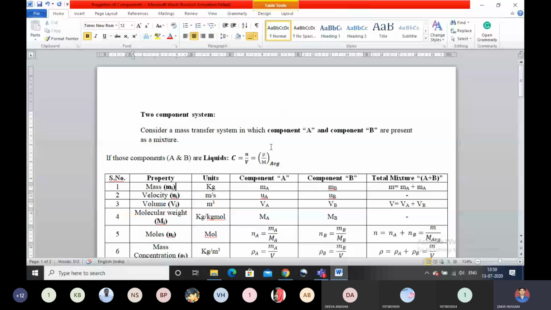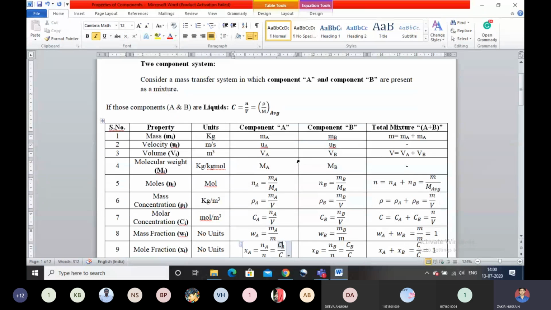For this mixture, if we consider component A and component B as liquids, then concentration of liquid is defined as moles per unit volume. Moles per volume has units of mole per meter cube, since volume is meter cube. Usually for liquids, we define this mole per unit volume composition as density divided by overall average molecular weight, rho by M average. This is the notation scheme for the overall liquid.